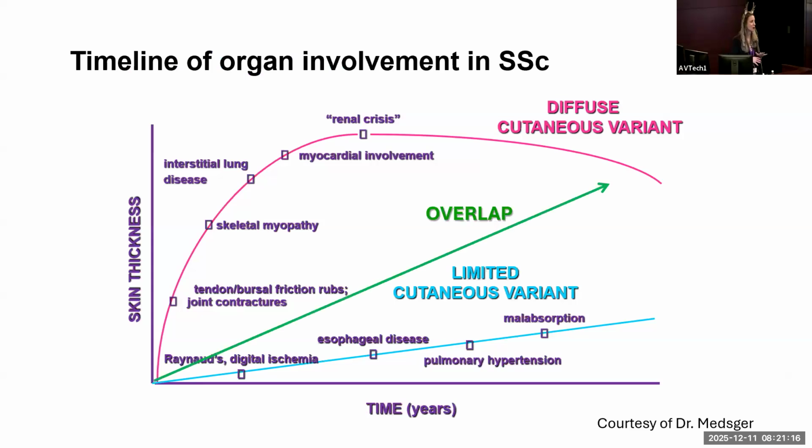Again, this is just showing what I was mentioning, but in a different fashion, is that skin thickness, that diffuse versus limited, does go along with time. This is years, where the patients with the diffuse cutaneous, that first 2 years of disease, that's when they have the highest risk of having the myocardial involvement, ILD, et cetera. Whereas the limited cutaneous have that smoldering disease, but then it gets bad later, like pulmonary hypertension and GI disease. And the overlap have a mix of these features.